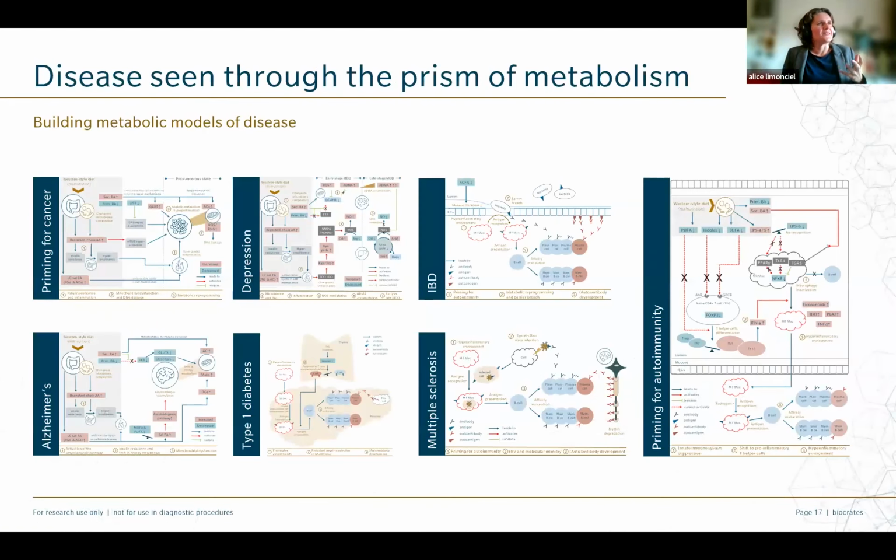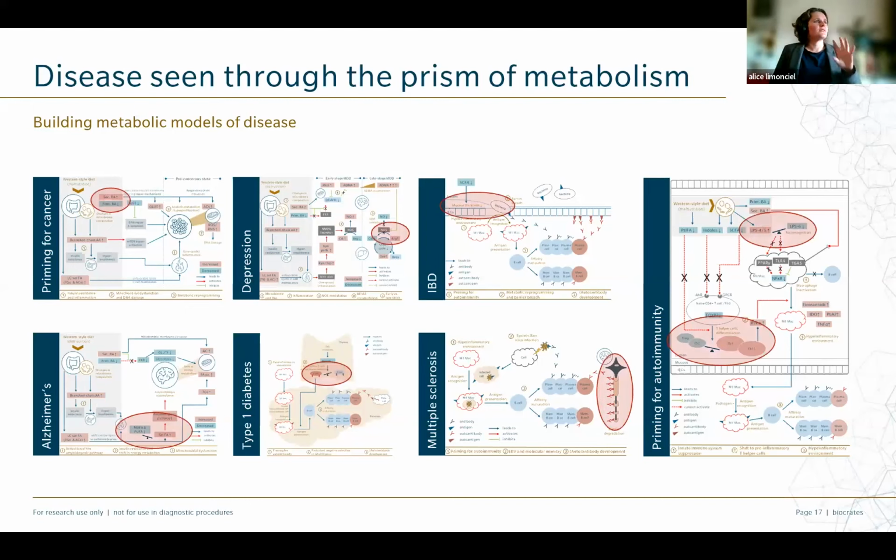Unfortunately, in 20 minutes, I don't have time to go through each model, even though I would love to, but these are the metabolic models that we built for 6 diseases. So priming for cancer, Alzheimer's disease, depression, type 1 diabetes, inflammatory bowel disease, and multiple sclerosis, as well as a model of priming the system for autoimmunity due to the Western style diet and its effect on the microbiome.